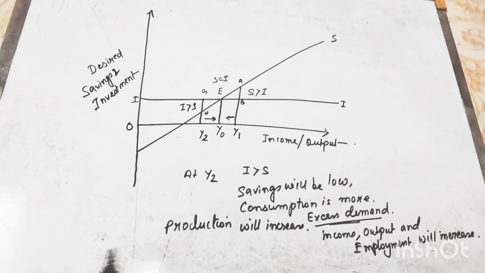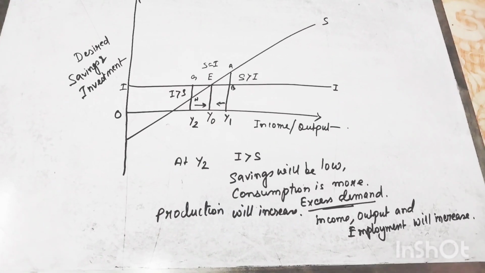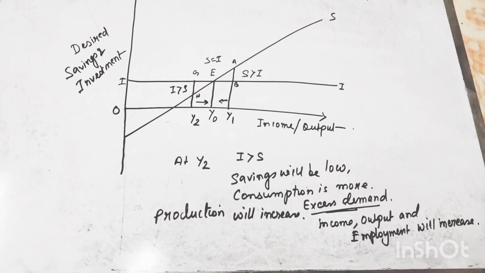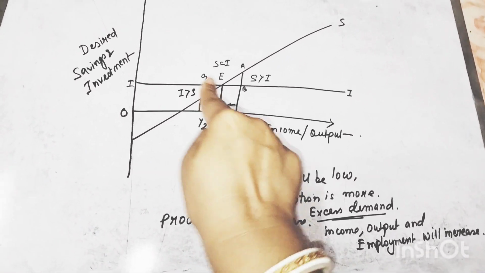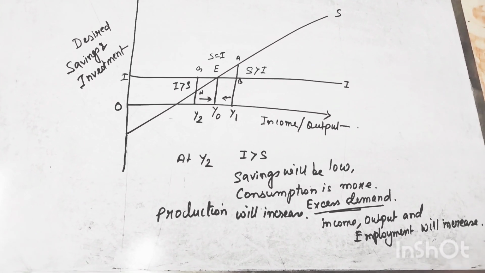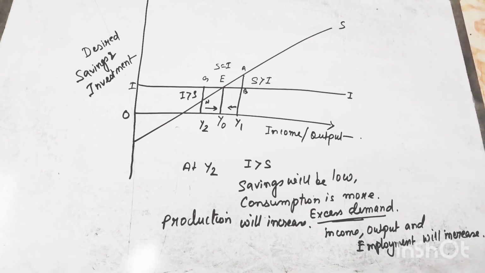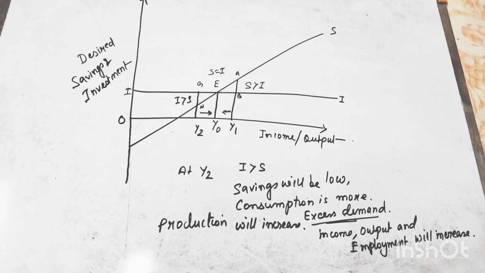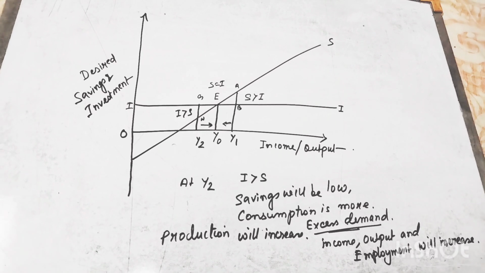Okay, and your equilibrium point will be at the y0 level. That means when your level of income is y1, your production will decrease and again it will move to y0, and when your level of income is y2, the production will increase and again it will come to y0. So y0 will be your equilibrium level of income. In this way your income level will be determined.